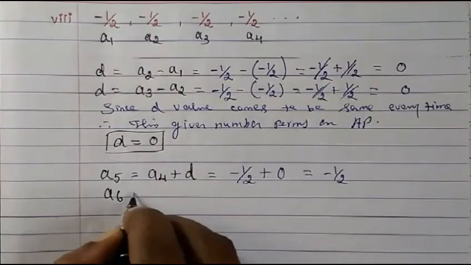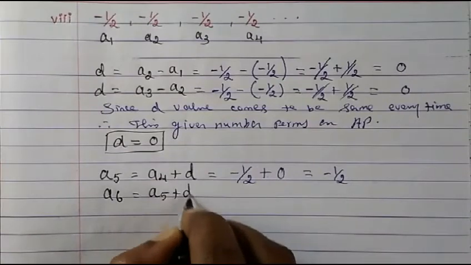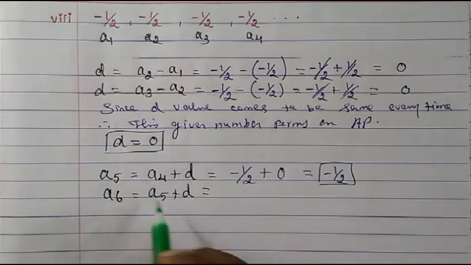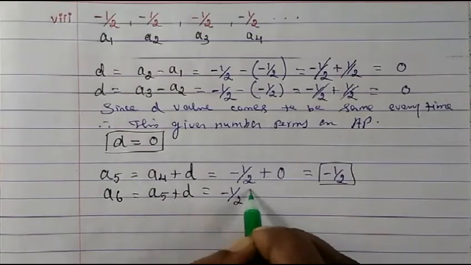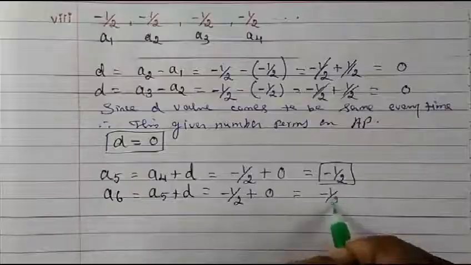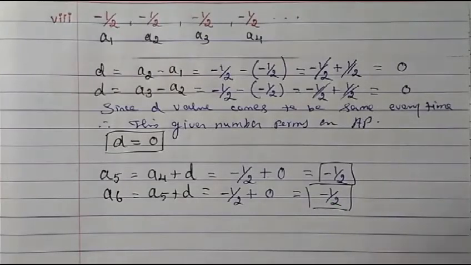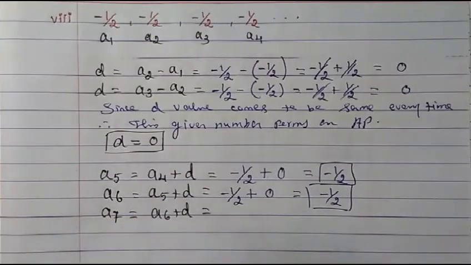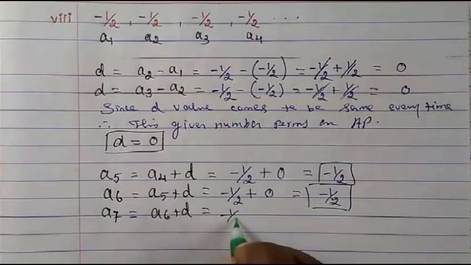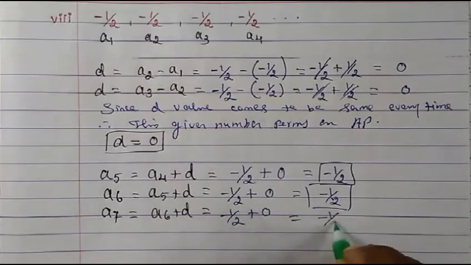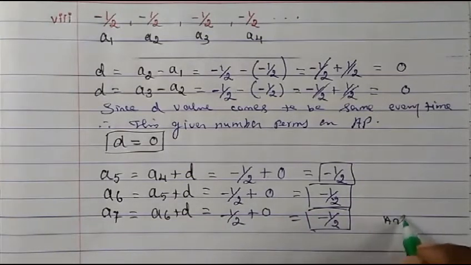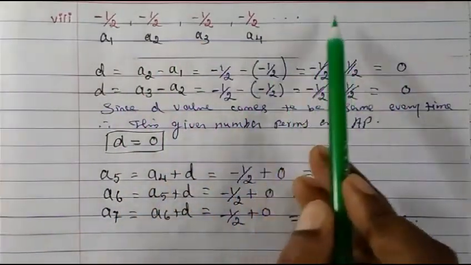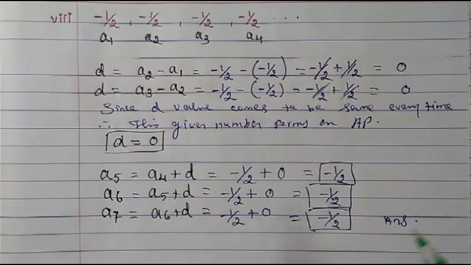In the same way A6. A6 will be A5 plus D. This is our A5, minus 1 upon 2. D is 0. Again we will get the same value. And then A7 is also A6 plus D. A6 is the same number, D is 0, so again we'll get the same value. You see, in the question also it is the same everywhere, so A5, A6, A7 also give the same value.